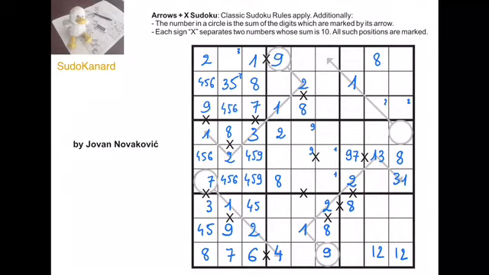This row still needs 3 and 5. We get a 3-5 pair here. We still need 3, 5, 6, and 7 here. 6 is not here. So 6 has to go in one of two positions. This is 3, 5, or 7.